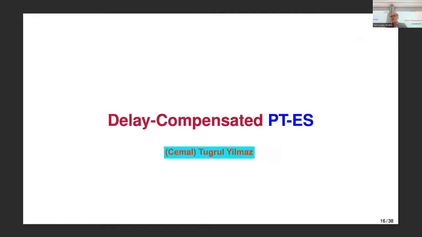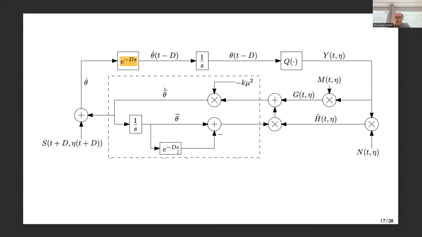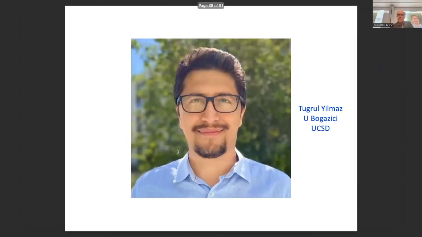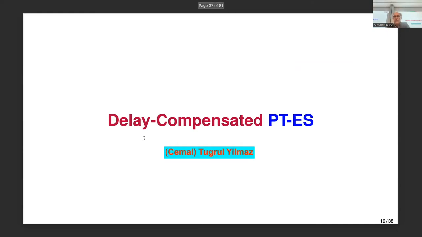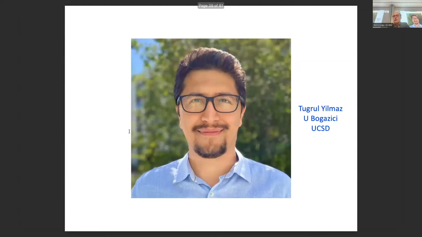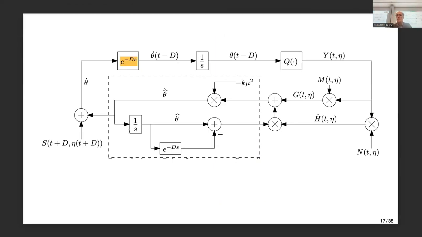Let me now switch to infinite dimensional versions of this prescribed time extreme seeking. This is the work by my current PhD student, Turul Yilmaz, whose undergraduate degree is at the University of Bogazici in Istanbul. So the algorithm, I will talk about two problems. First, compensation of a delay, and then compensation of a parabolic PDE, namely a heat equation, in the actuation pathway before the map. So I will focus your attention with the use of color in this block diagram.